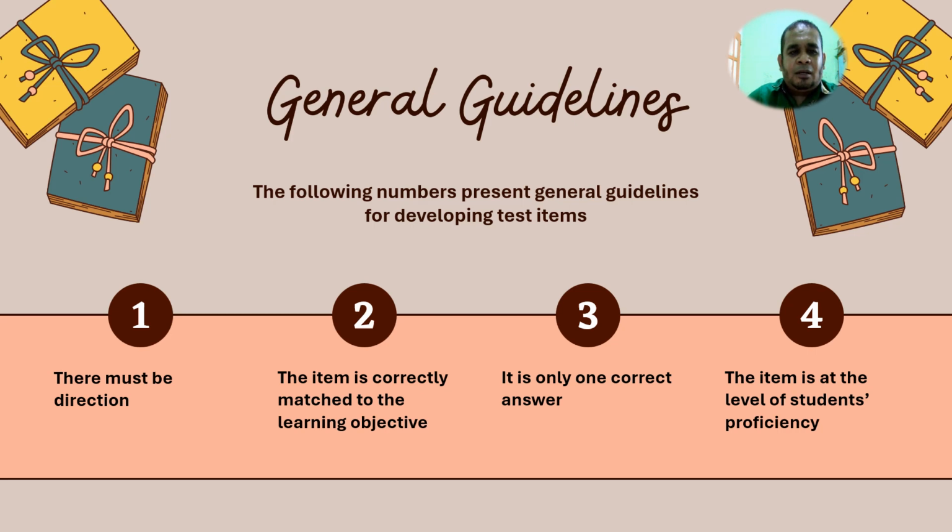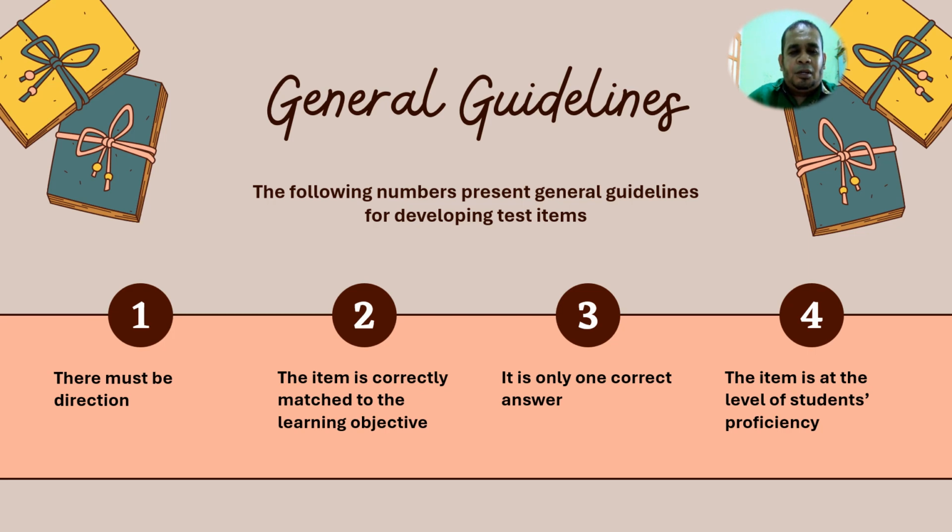1. There must be direction. Teacher must provide clear direction that contains the time available for each item. Direction is written in the first part of the test sheet, so students read it before doing the test. Direction can help and lead the students to answer the question. An example of direction in a multiple choice test is: choose the best option, A, B, C, or D.